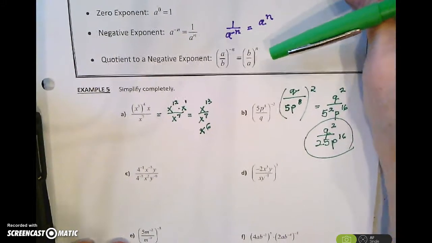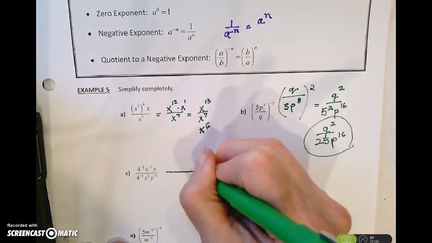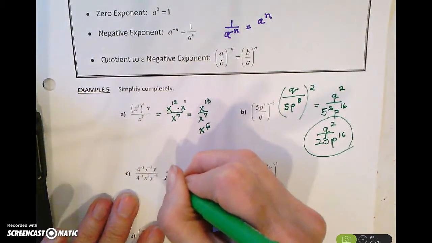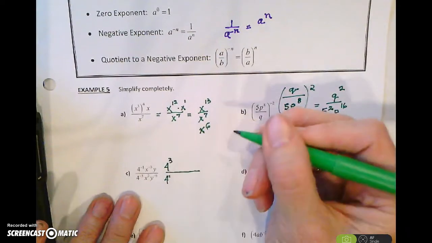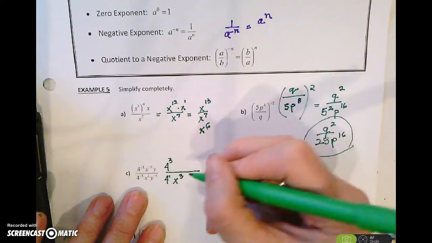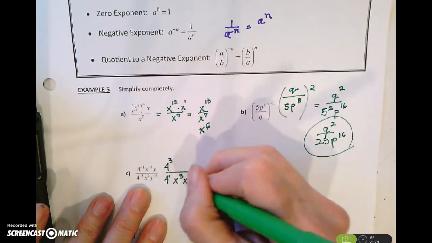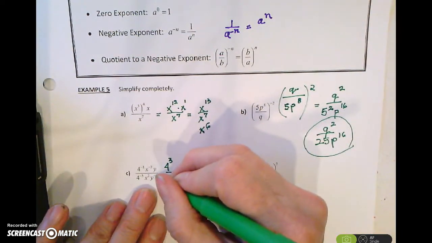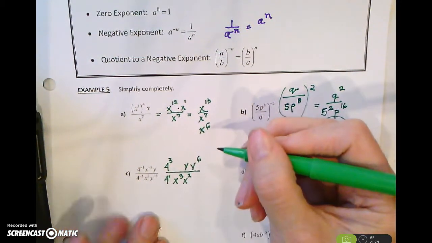C, this time I don't have any powers to powers, but I do have some negative exponents. So let's change all of our negative exponents to positive. So I'm going to start here. My 4 to the negative 1 will become 4 to the positive 1. My 4 to the negative 3 will become 4 to the positive 3. X to the negative 3 drops to the denominator and becomes positive 3. X squared stays where it is because it is positive. Y is going to stay in its spot. And my y to the negative 6 is going to move up to the numerator and become positive.